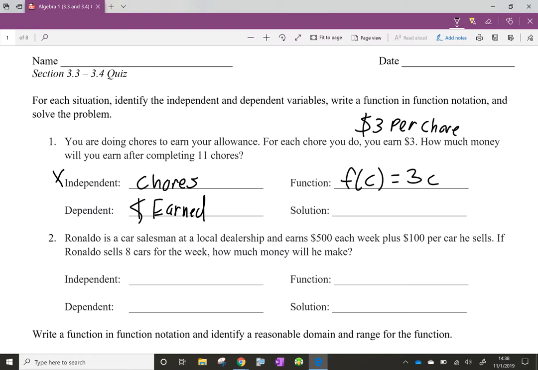But now we're going to find the solution. So we read on even further. How much money will you earn after completing 11 chores? You made this function for a reason, because now you're going to use it. Now we're talking about plugging in 11 for our c value, or whatever variable we use. It could be x if you want to leave it as x. So f of 11. This is not a math problem right here, this is just saying your function, you're plugging in 11. We have 3 times 11, because we're plugging in 11 for c. So 3 times 11, which means $33. If we did 11 chores at $3 per chore, we would make $33.